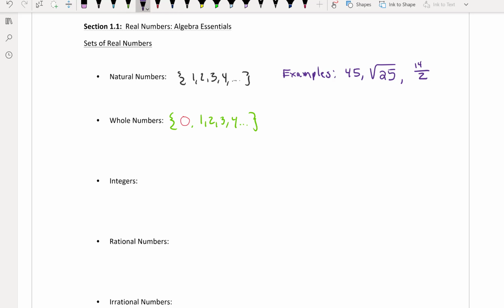So if we're still thinking about examples, then maybe we'd be thinking about 0, 86, or even 2 to the third power, because 2 to the third power would be 8, okay?